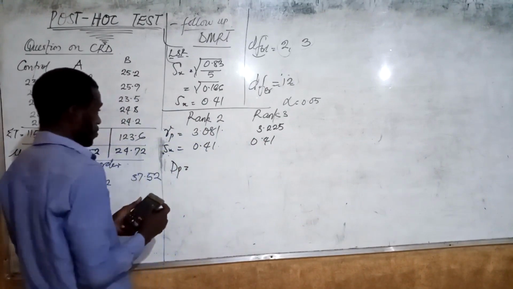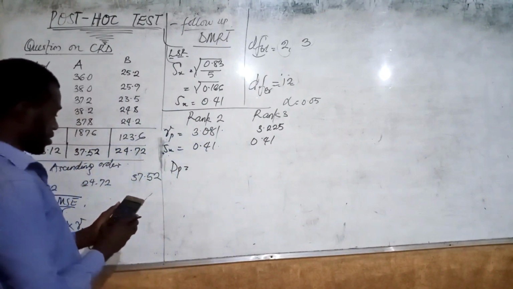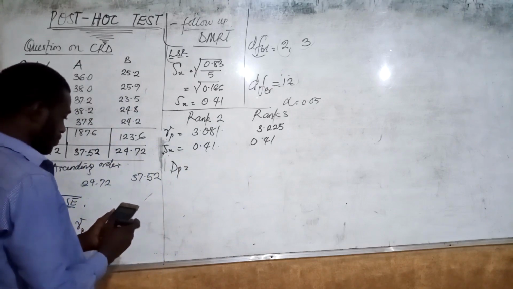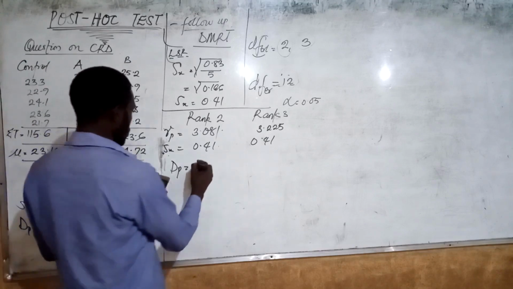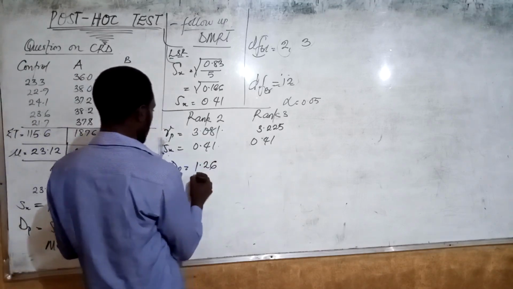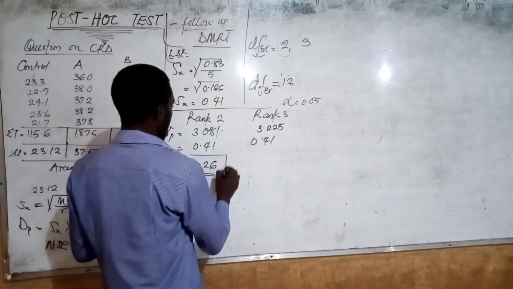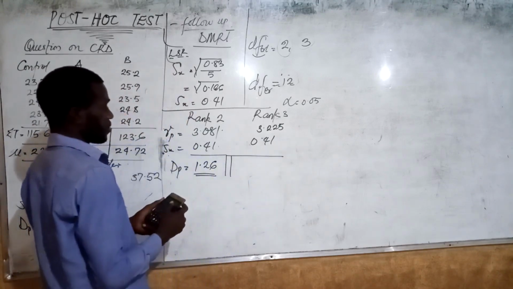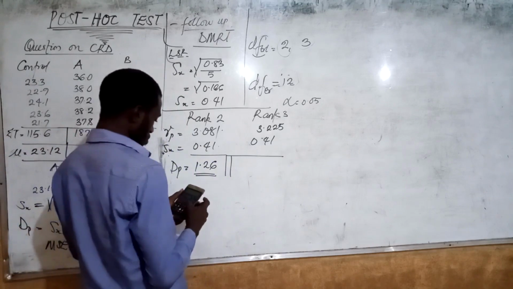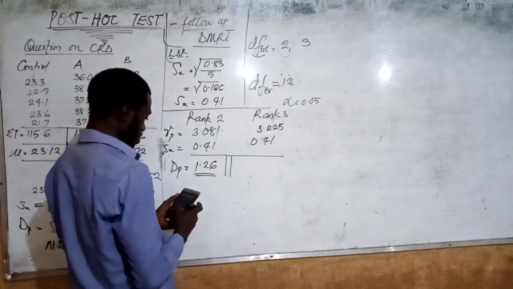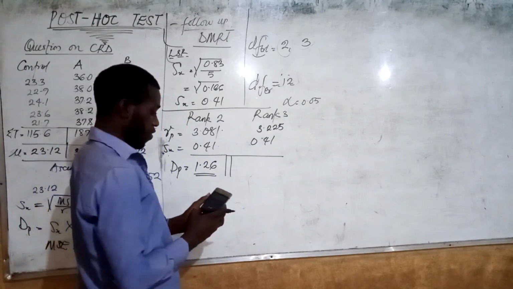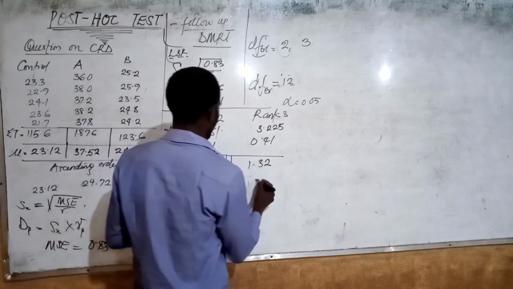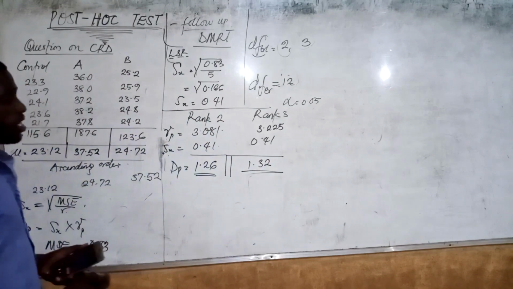So our DP value here is 3.081 times 0.41, and that gives us 1.26. So this is our first DP value, and the second DP value is going to be 3.225 times 0.41, and that is 1.32. Alright, so this is our second DP value.